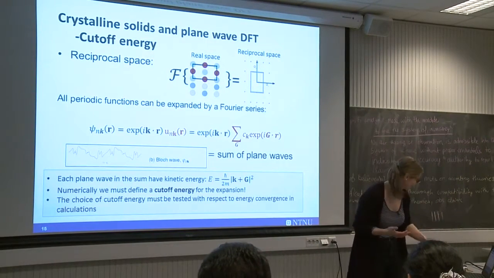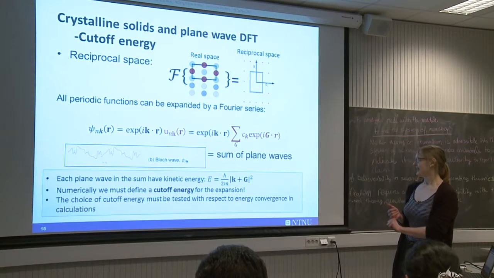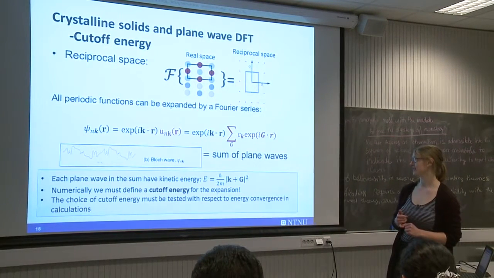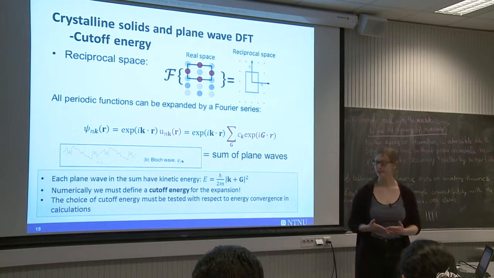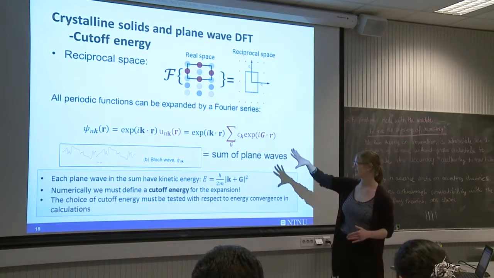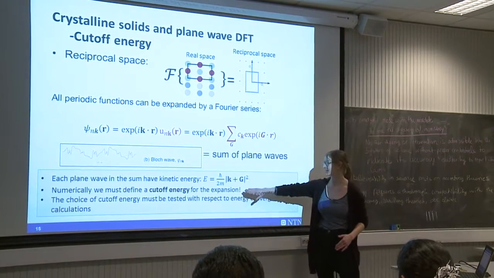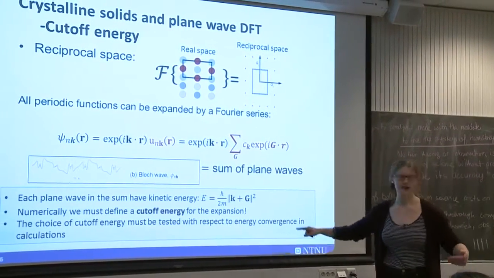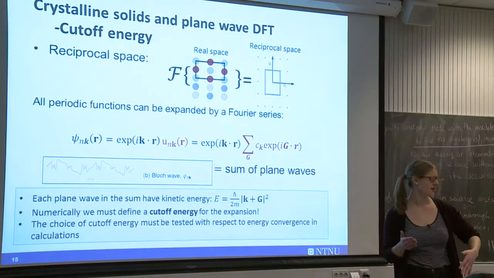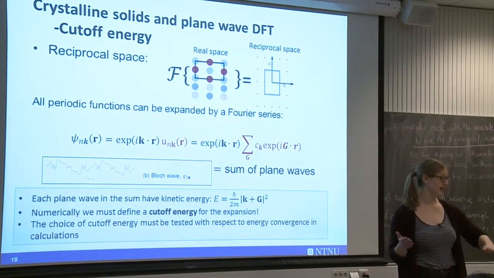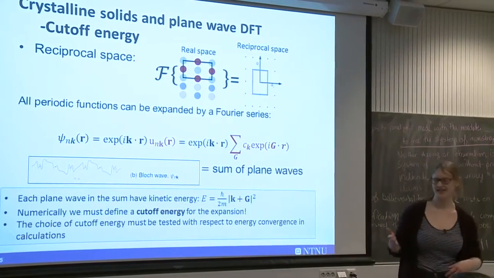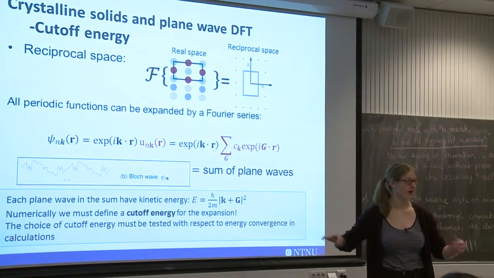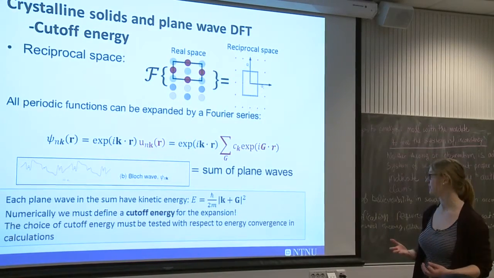The problem numerically is, of course, that you cannot deal with infinite sums. So in our calculations, we have to define some sort of cutoff. Each plane wave in this sum has a kinetic energy, which is given by this. So for a larger and larger reciprocal lattice vector, you have an increase in kinetic energy. So we just define some cutoff. We don't consider plane waves which have a higher kinetic energy than this specific cutoff. So this is a really important input parameter for you when you do these calculations yourself.